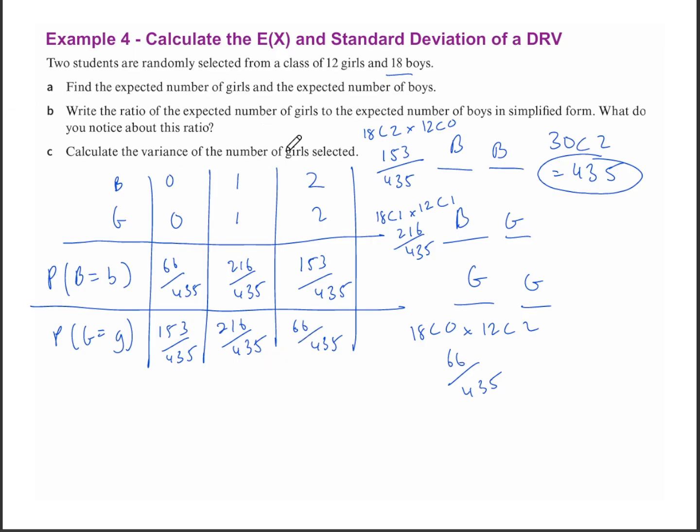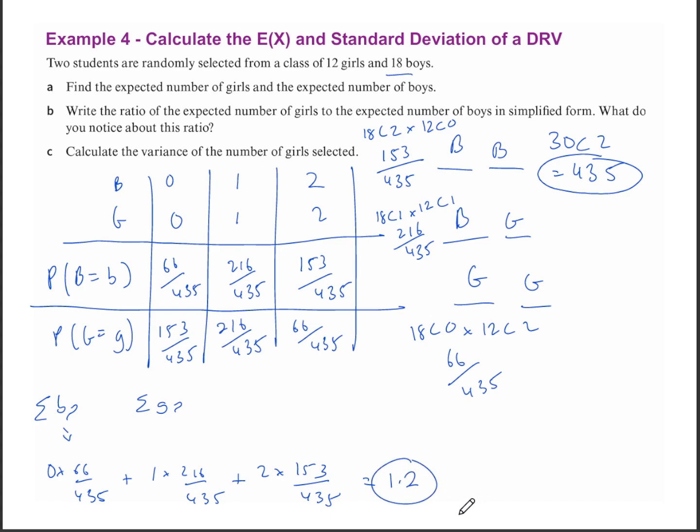Then we're told to find the expected number of girls and the expected number of boys. For that, we're just going to do either BP or GP, GP being the expected number of girls and BP being the expected number of boys. For this one first, we will just do 0 times 66 over 435 plus 1 times 216 over 435 plus 2 times 153 over 435. This will give us an expected value of 1.2 for the number of boys that can occur in that selection.